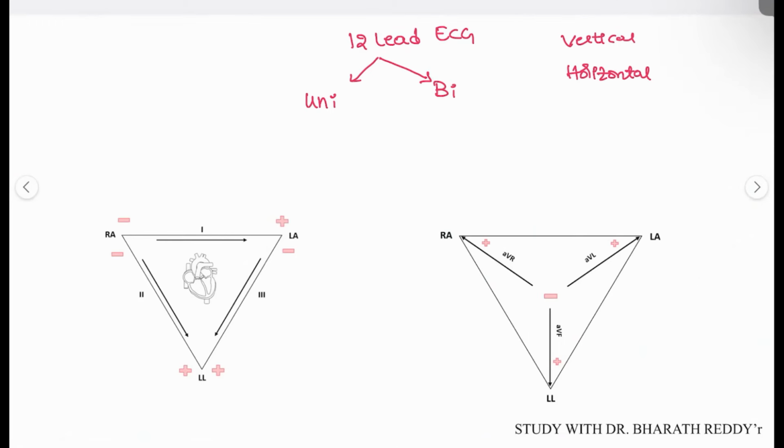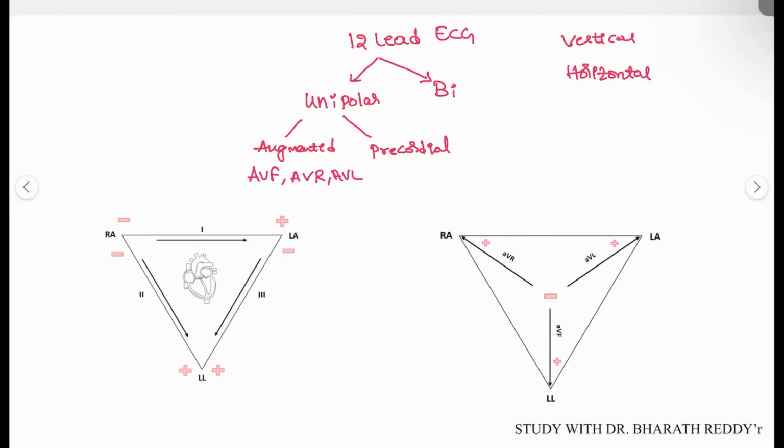What are the unipolar leads? When I say unipolar leads, there are two types. One is your augmented leads and another one is your precordial leads. The augmented leads are your AVF, AVR, and AVL. So these are your augmented unipolar leads.